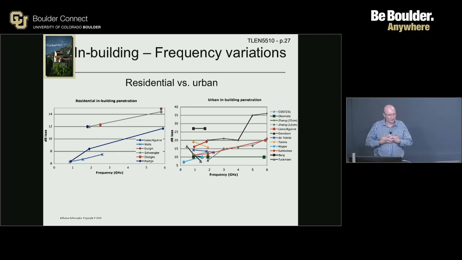A general trend seems to be that loss increases with frequency, right? The lower the frequency, the better it penetrates in the home. Why is that? I mean, if you don't know, it's because that's what people published, right? Measurements show it. Yes. Is there an intuitive reason why lower frequency penetrates better?